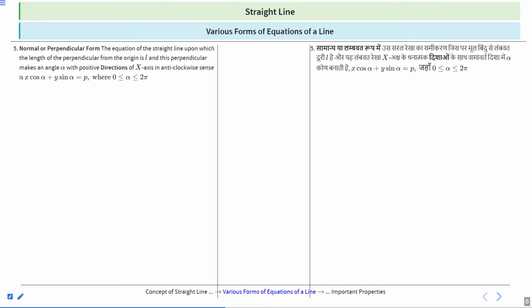Therefore, the equation of the line can be written as x cos alpha plus y sin alpha is equal to p, where alpha is between 0 to 2 pi. Got it?